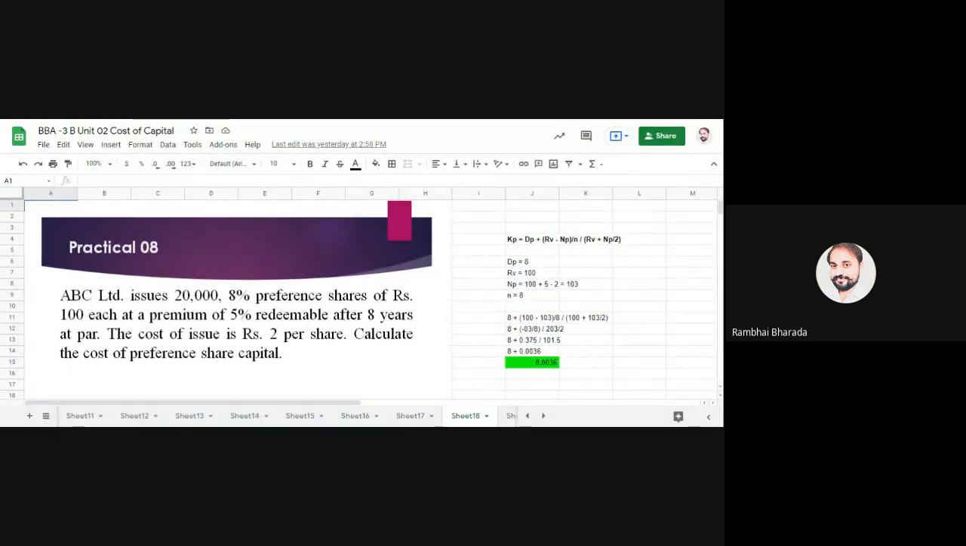Okay, what is the formula for this? अगर रिडीमेबल है तो सबसे जो लॉन्गेस्ट फॉर्मूला है, सबसे जो लेंथी वाला फॉर्मूला है वो अप्लाई होगा. Am I right? Now the formula is KP is equal to DP plus, in a bracket, RV minus NP upon N, entirely upon RV plus NP divided by 2.